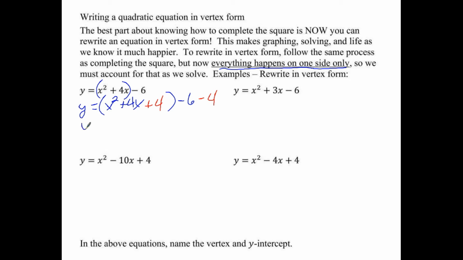So now we can write this perfect square trinomial as something squared. And then outside we have -6 minus 4, which is -10. And then inside we have just x plus 2, if I factor that into something squared. And now it's in vertex form. We can see that our vertex is at -2, -10. We have an axis of symmetry at x equals -2. It opens up. It's not dilated.